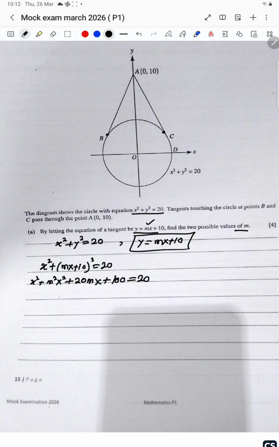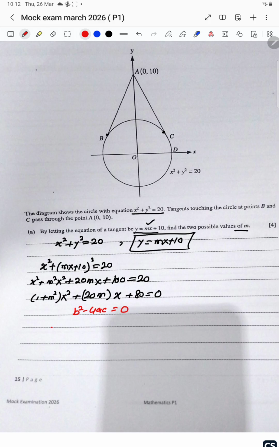Now I am going to expand it, using a squared plus 2ab plus b squared: x squared plus m squared x squared plus 20mx plus 100 equals 20. Now simplify it: (1 plus m squared) x squared plus 20m times x plus 80 equals 0. This is the quadratic form. Here, as it is a tangent to the circle, we know when a line is tangent to a circle, the discriminant should equal 0.